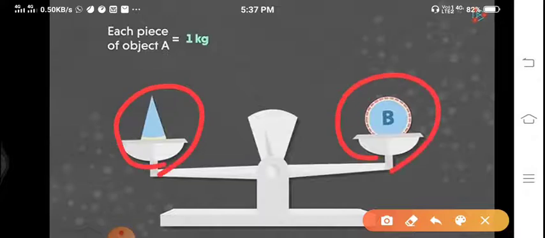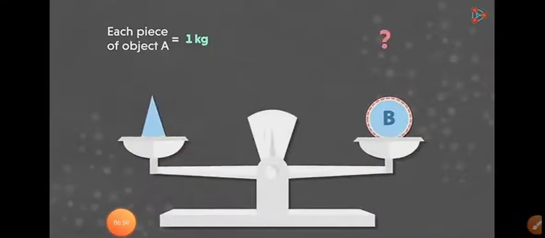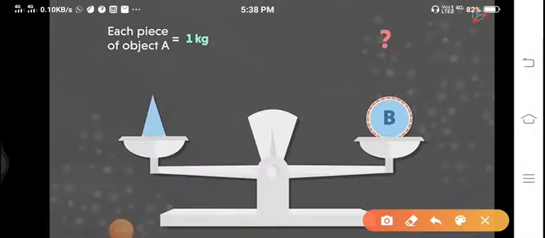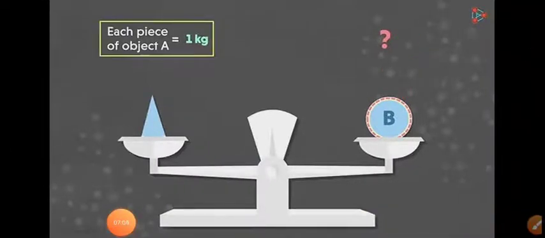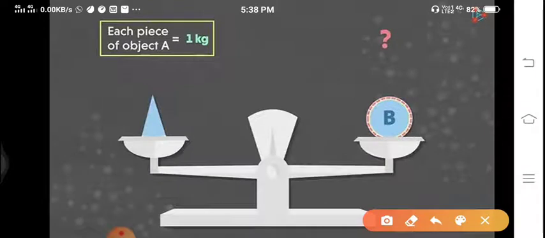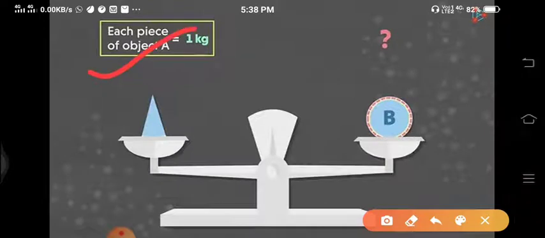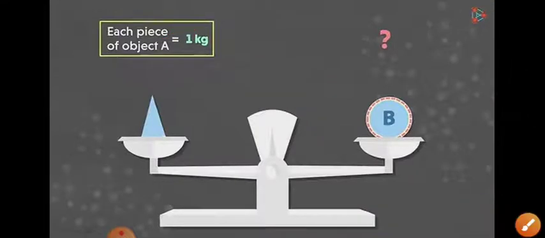These two are equal. Can you tell the weight of object B? What is it? We can say each piece of object A is 1 kilogram, and it is equal to object B. Hence object B is also 1 kilogram.